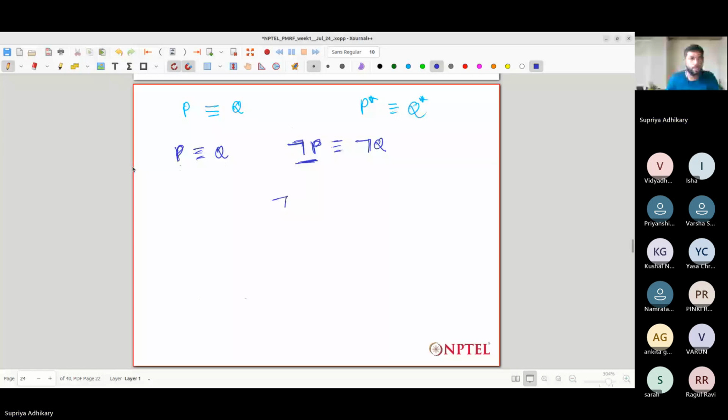Then, I mean this is not implications. Basically we are assigning this literal, assigning this literals to another literal.